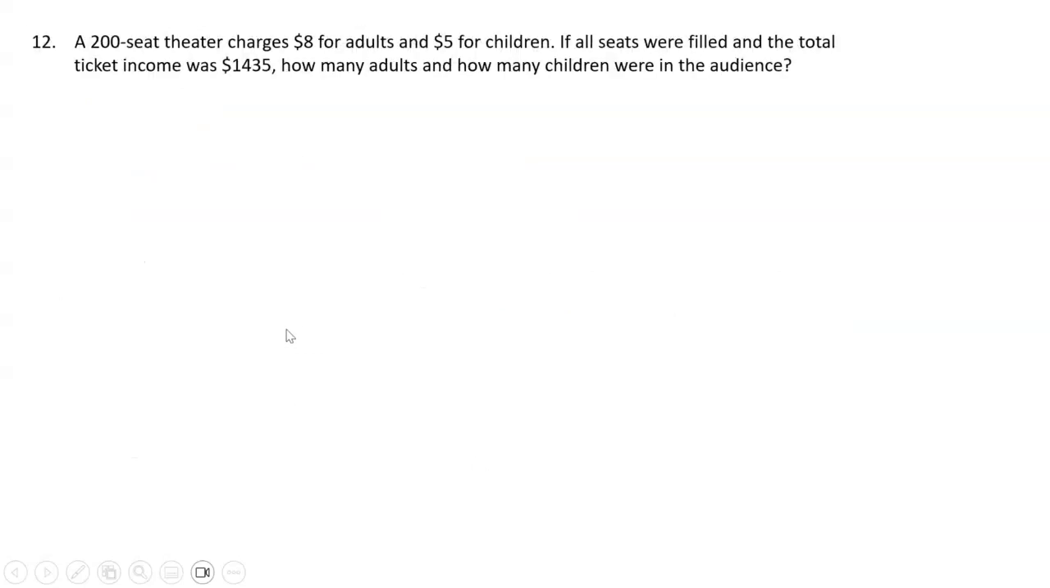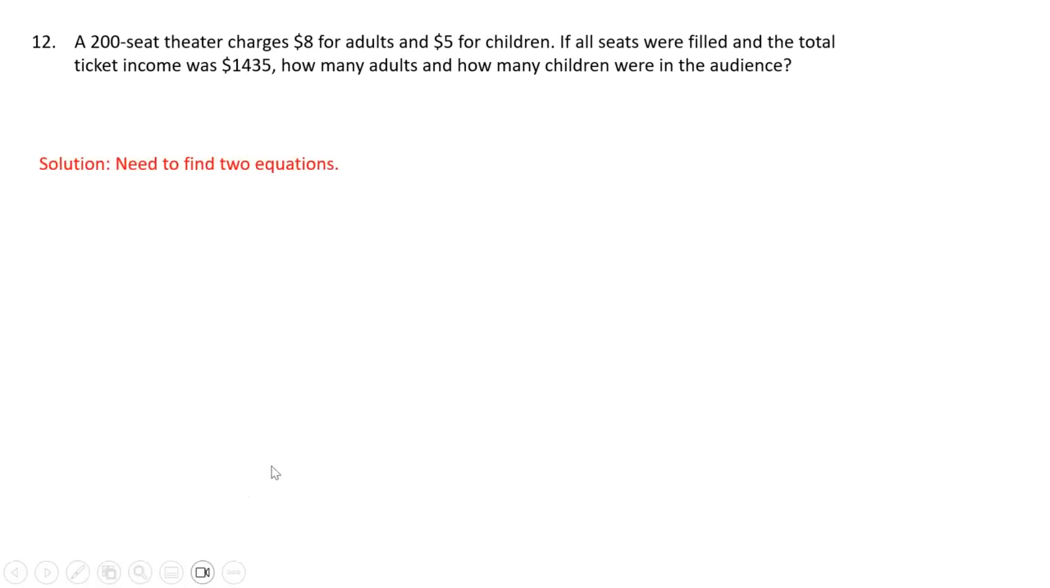Now this one says a 200-seat theater charges $8 for adults and $5 for children. If all seats were filled and the total ticket income was $1,435, how many adults and how many children were in the audience? Okay, solution.